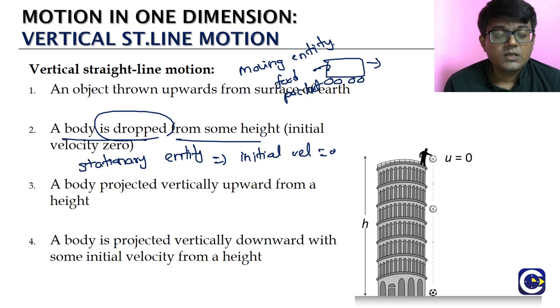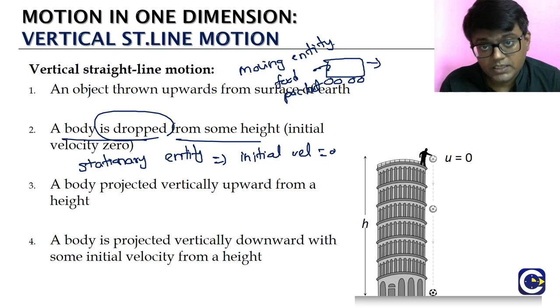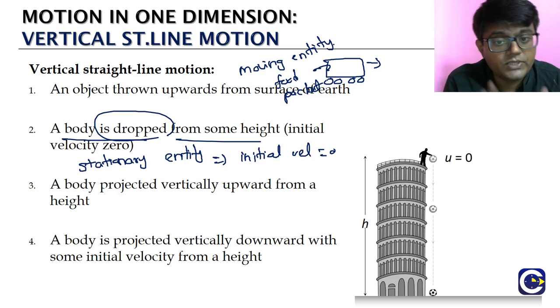0. If you drop or release anything from a moving entity, like that balloon which is rising up, or balloon which is coming down, or a car which is moving, then in those cases the initial velocity of the object that you are dropping will be equal to what? The velocity of that moving entity.